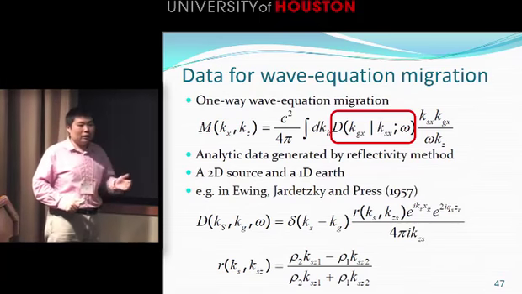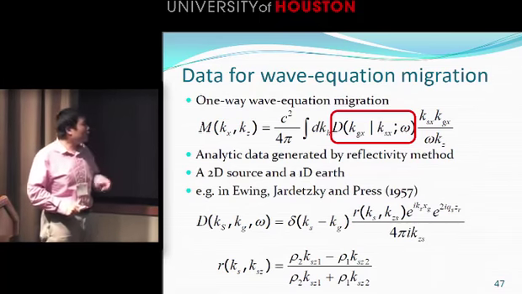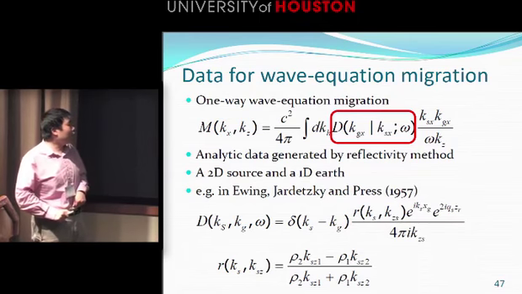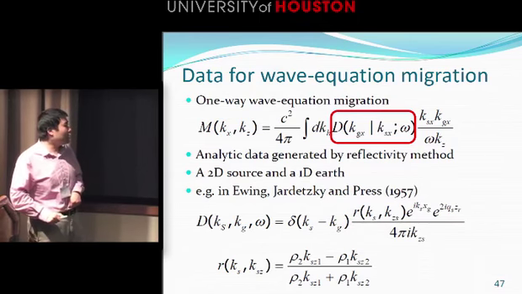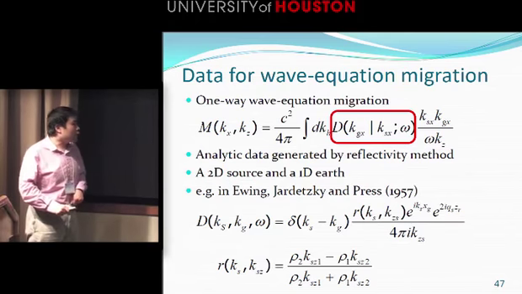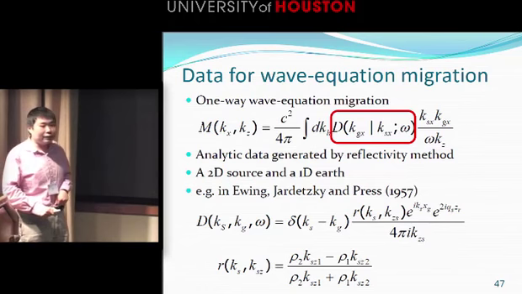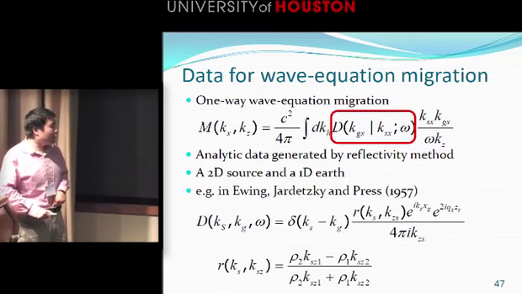This method is widely used. For example, it can be found in the EGP book 1957, and here is the formula we use. This R here is the angle-dependent reflection coefficient. We have the formula for that from the analytical form.